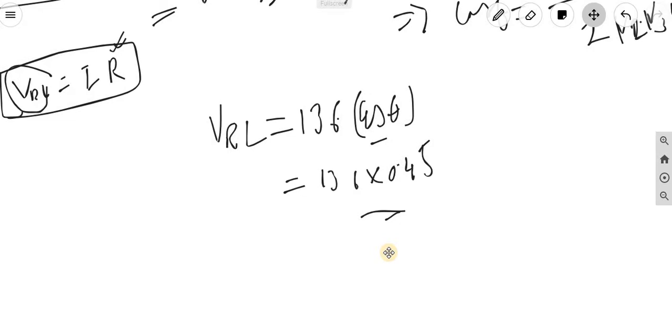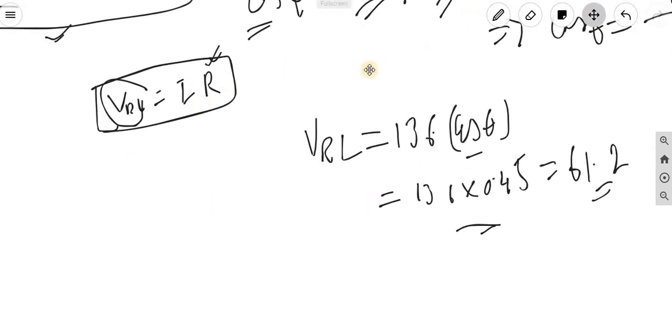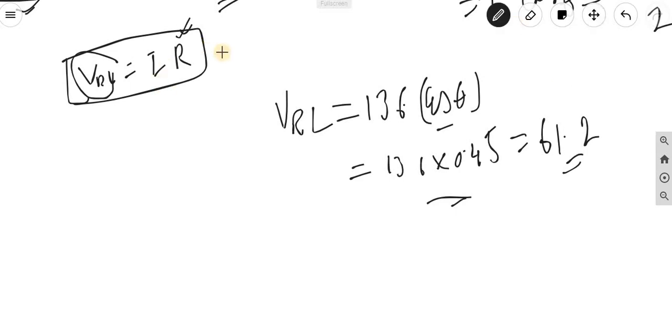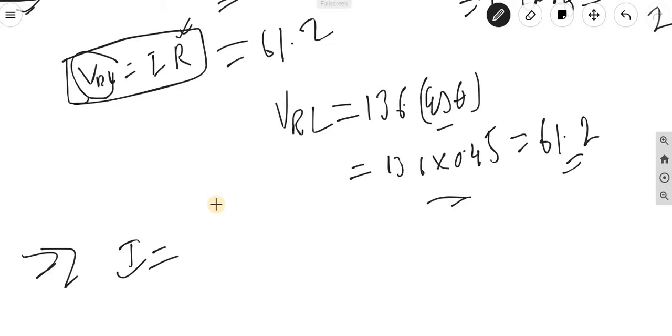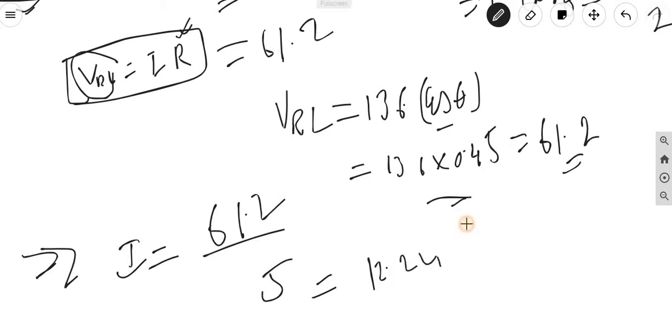So 136 into 0.45 is equal to 61.2. If VRL is 61.2, then the current would be 61.2 divided by 5, because R is 5, so it is 12.24 amps.